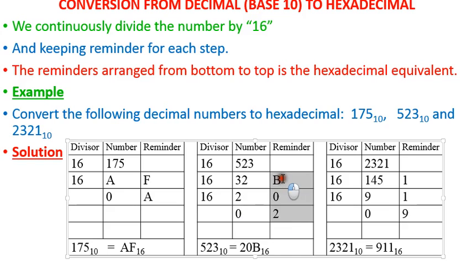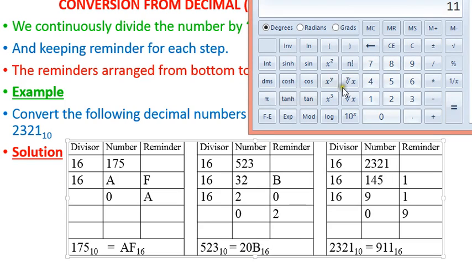Now my answer should be this, 20B, arranging from the bottom to the top. So 523 base 10 is equal to 20B base 16. Then finally we do the same thing for 2321, and we are asked to change it to base 16.